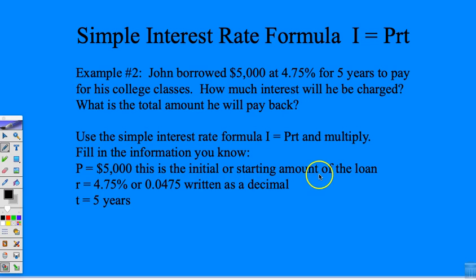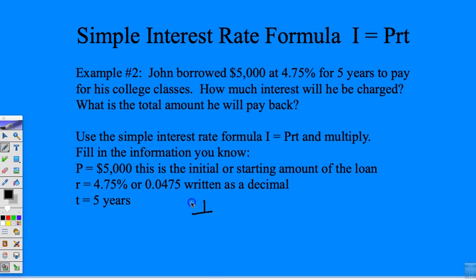The good news is you use the same exact formula, and you can see that right here, and all we're going to do is multiply. I am giving you what each one is equal to. The principal is $5,000, the rate is 4.75%, or written as a decimal, 0.0475, and for 5 years.